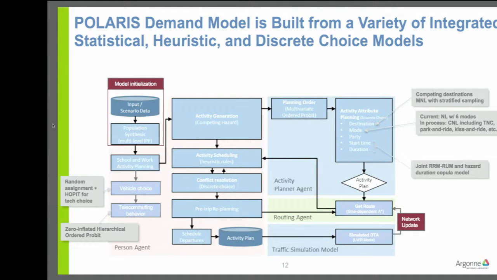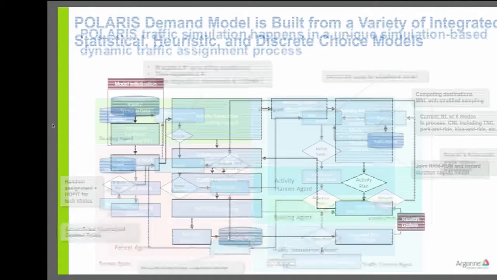So the Polaris demand model is built from a large number of integrated statistical, heuristic, and discrete choice models, representing the different agent behaviors. So again, after the agent initialization, you can see moving from left to right is sort of the long-term, intermediate, and second-by-second choices that the individual agents make in the travel demand model, where there's an activity generation, scheduling, and planning process model run continuously throughout the day and continuously updated from the network inputs. Next slide.